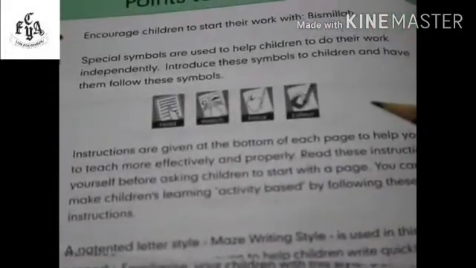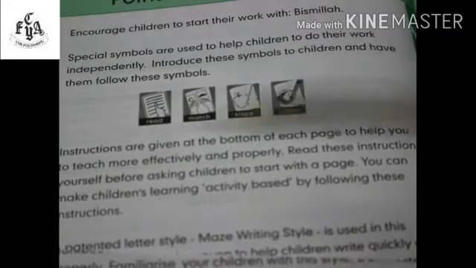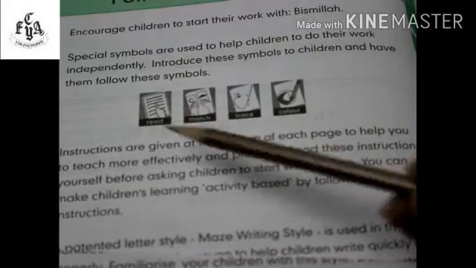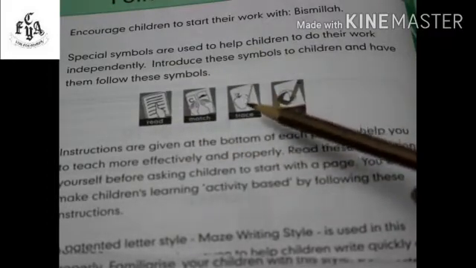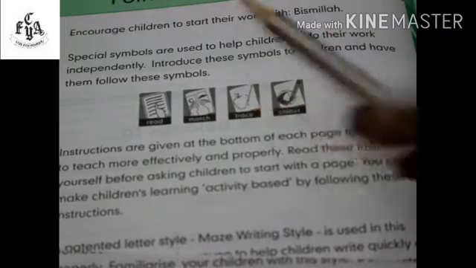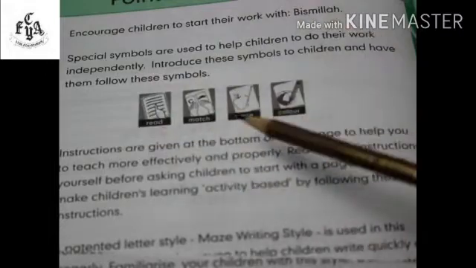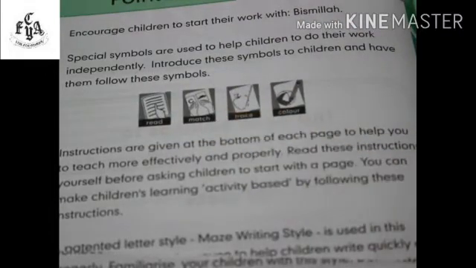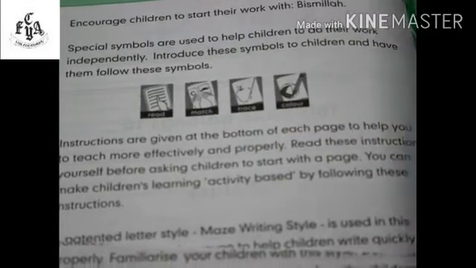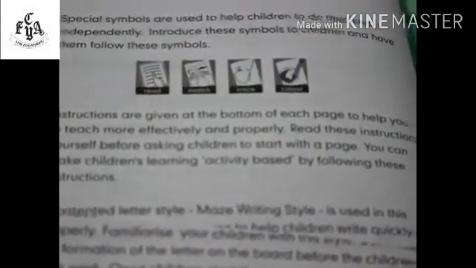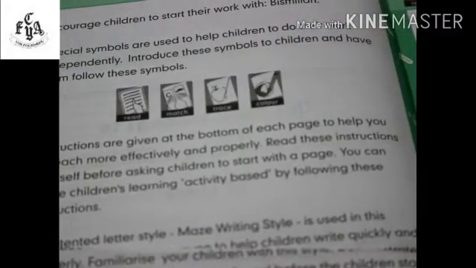So we encourage the students to start their work with Bismillahirrahmanirrahim, and there are special symbols. These are special symbols called icons. They are used to help children to do their work independently, to introduce these symbols to children and have them follow them. These are instructions to follow, and the activities are based on following these instructions.